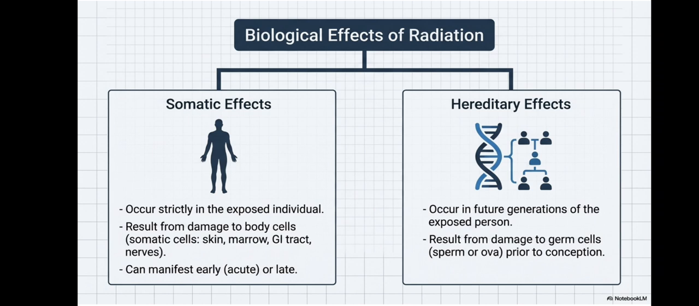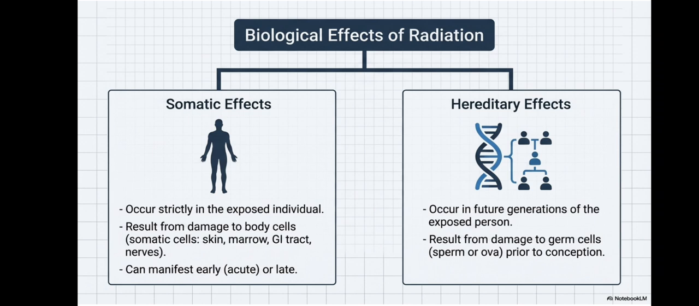Then central nervous system syndrome, which occurs at 25 gray or greater than 25 gray. Extremely high radiation dose affects the central nervous system. Symptoms include depression, severe fatigue, delirium, coma. Death occurs within a few hours to 2 days.